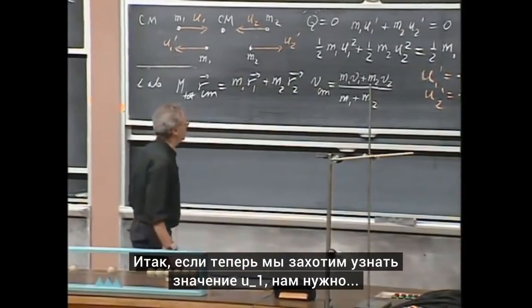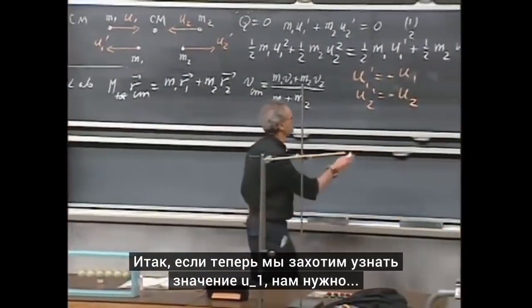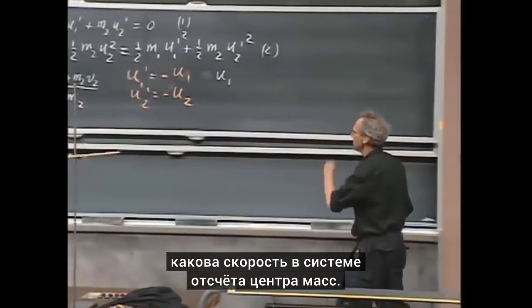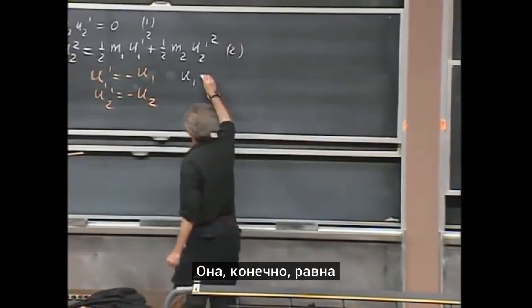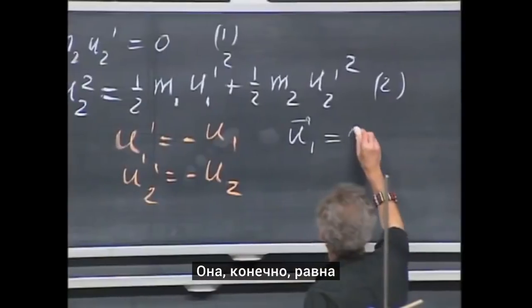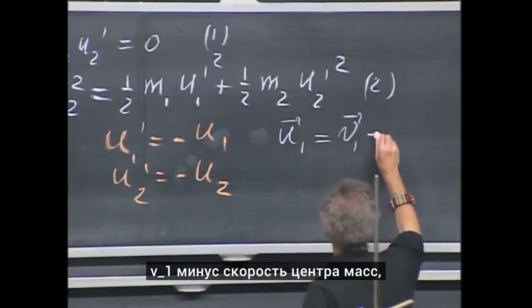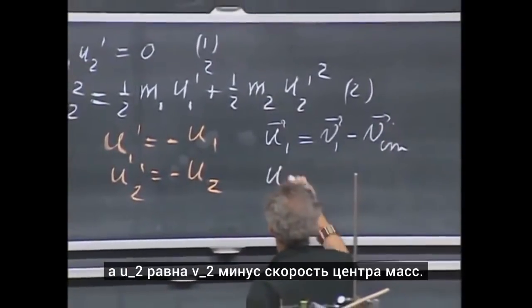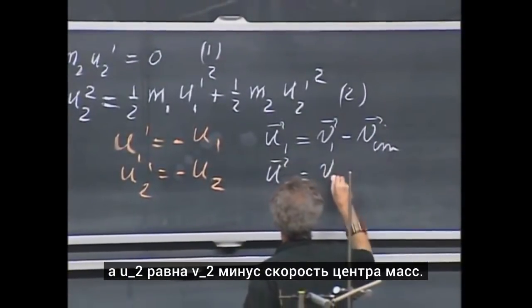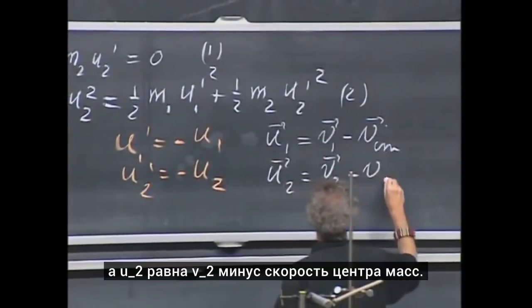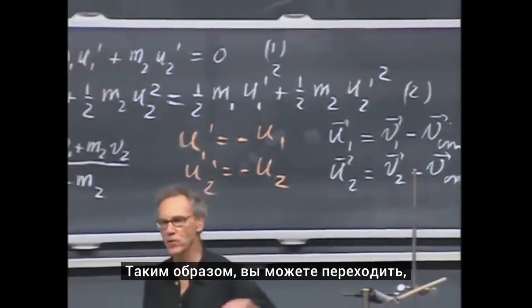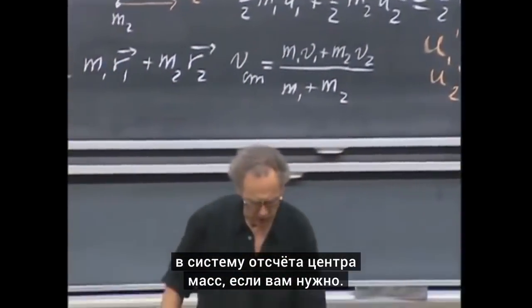So if now you want to know what u1 is, what the velocity is in the center of mass frame, that of course equals v1 minus the velocity of the center of mass, and u2 equals v2 minus the velocity of the center of mass. So this is a way that you can transfer, if you want to, into the center of mass frame.